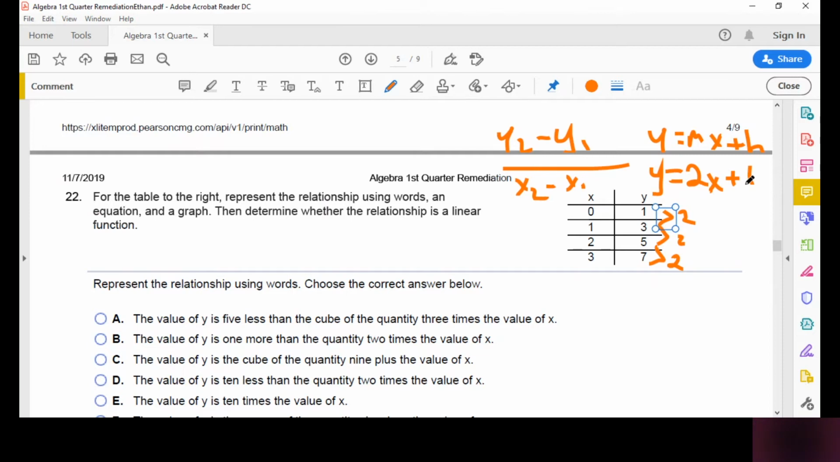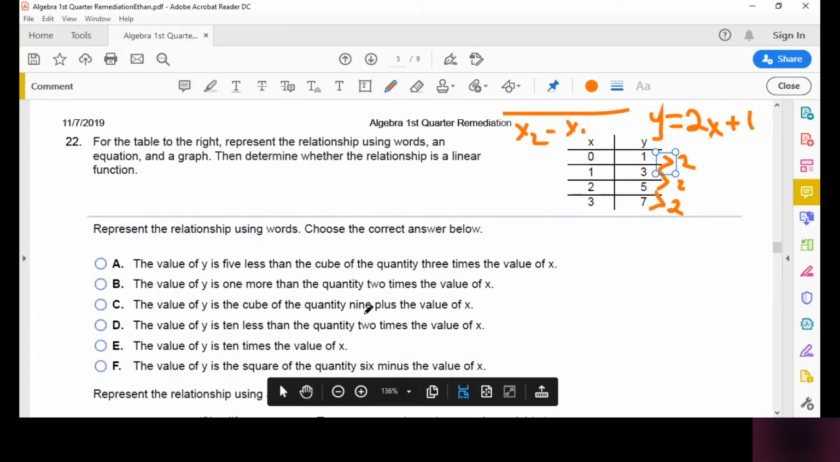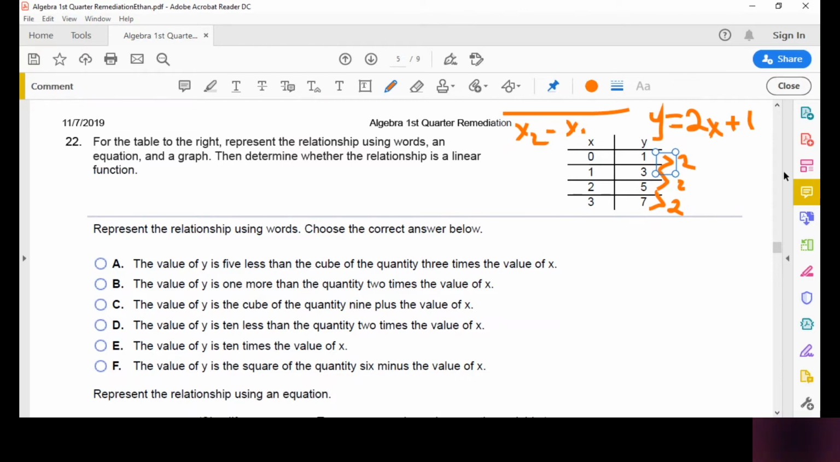Great, let's see what this problem asks. I didn't even start to read the problem, and I already have a lot of information. Let's see what they're asking us. The first one, represent a relationship using words. Okay, so now we have to read all these. The value of y is 5 less than the cube. This is a linear function, guys, so it's not a cube of any kind. We know it's not that one.